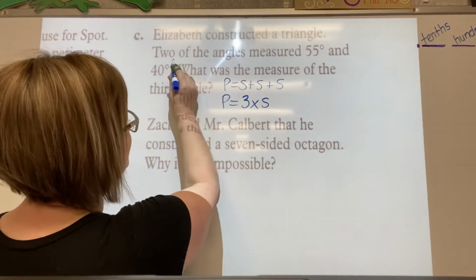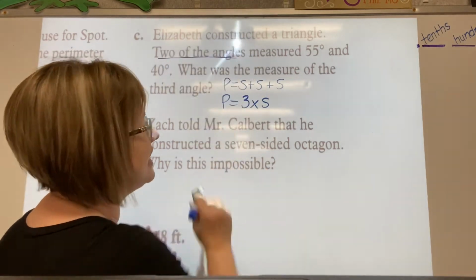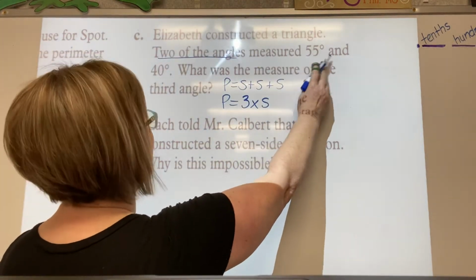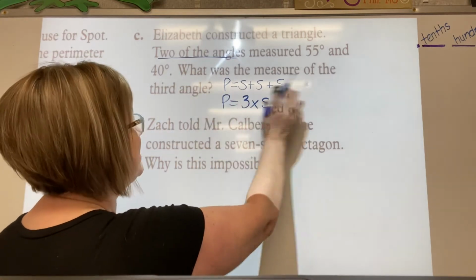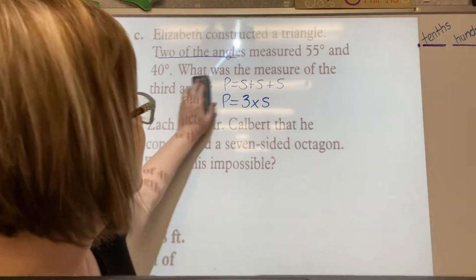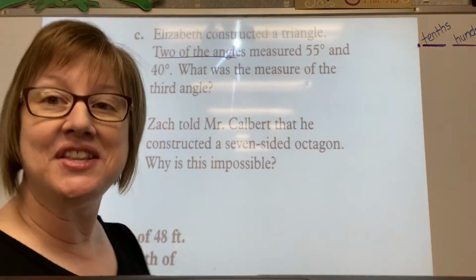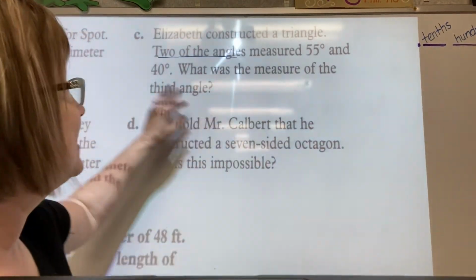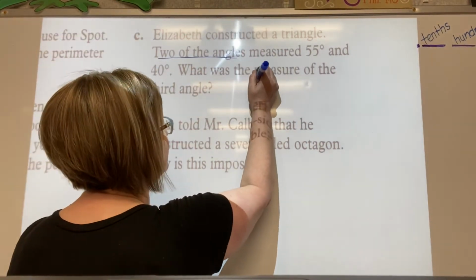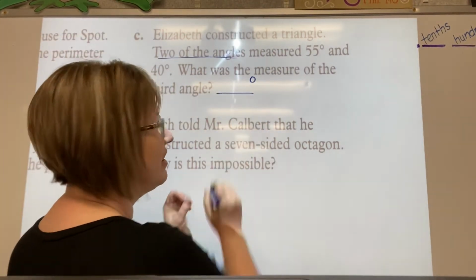Now keep reading. Two of the angles, remember how we did angles with triangles, measured 55 and 40. What was the measure of the third angle? Okay, you know what? This is not perimeter. I did not read that very thoroughly. This is a review question. Okay, remember how many degrees does every triangle have altogether?